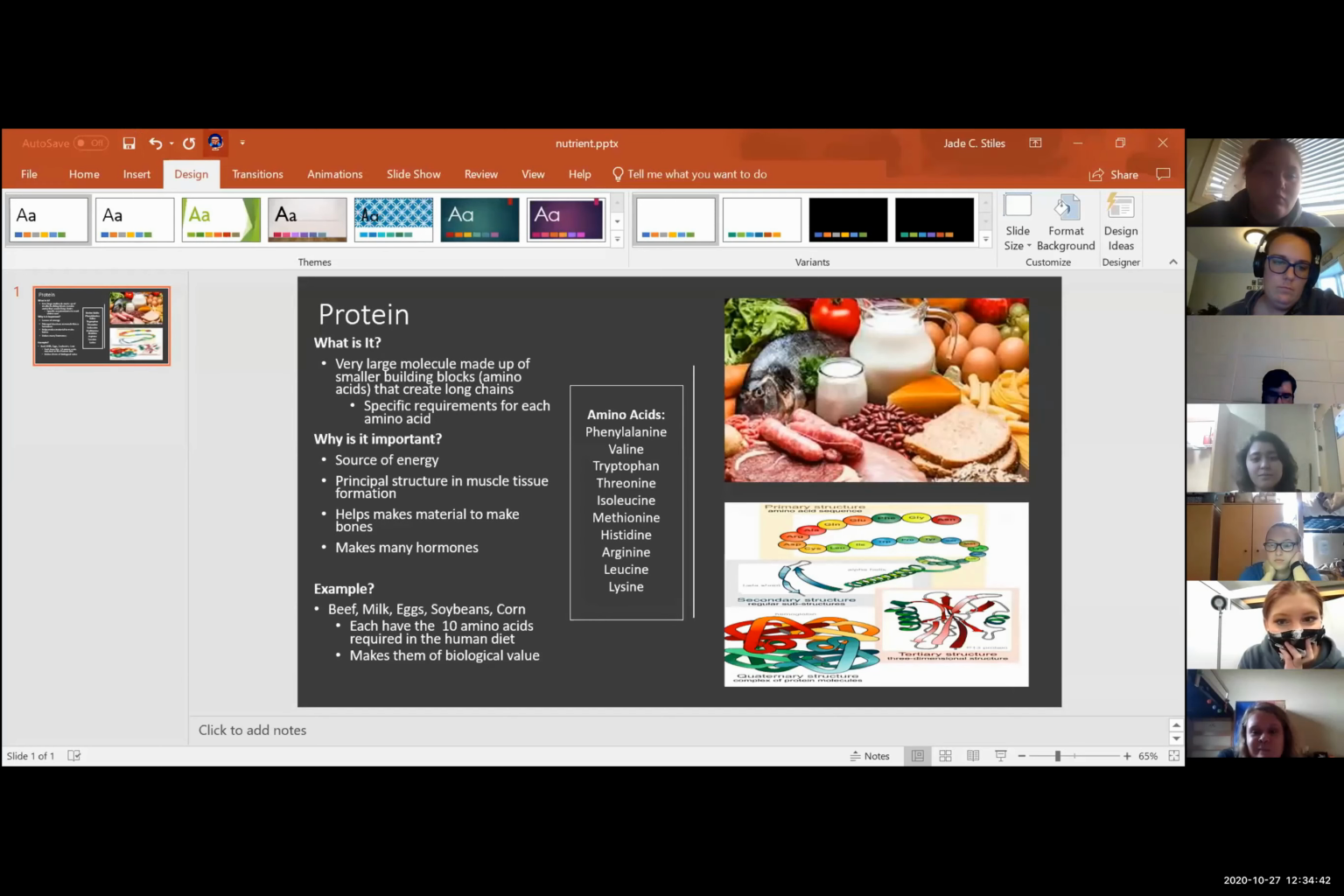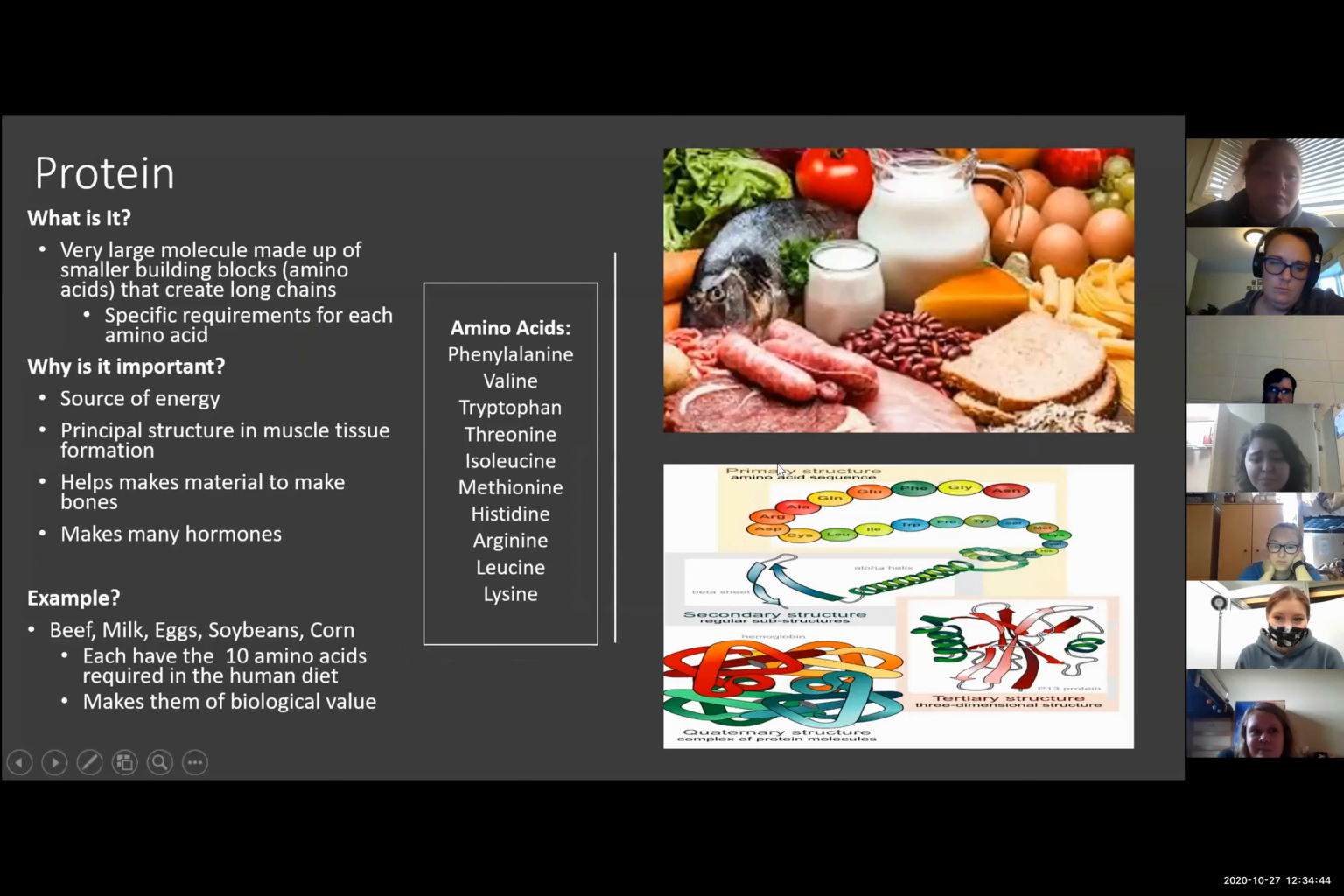All right. So we had protein. Overall, protein is the 4th major class of nutrients, and it is assembled by a chain of amino acids. Some examples come from beef, milk, eggs, soybeans, and corn. Some amino acids themselves are methionine, histidine, and arginine. They are a source of energy and a principal structure in making muscle tissues and the matrix material to make bones. And it also makes up certain hormones.